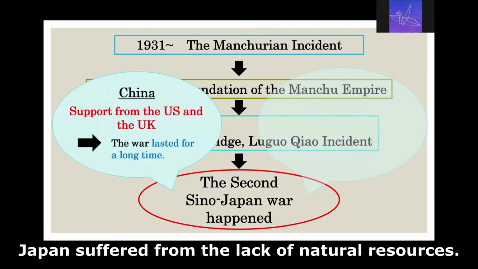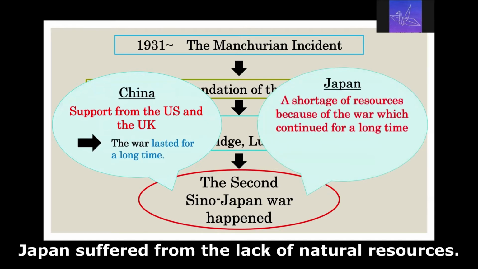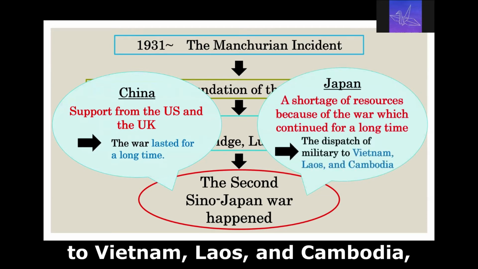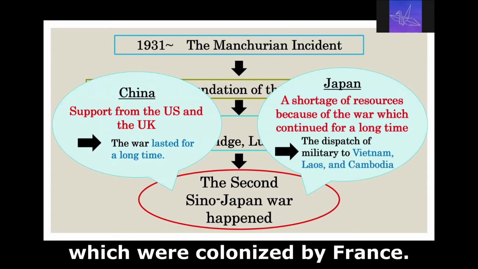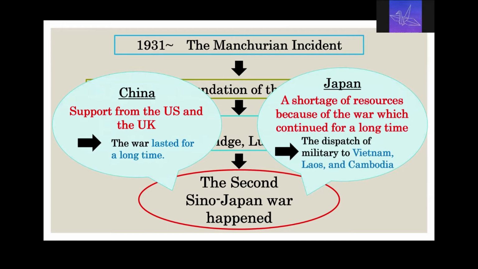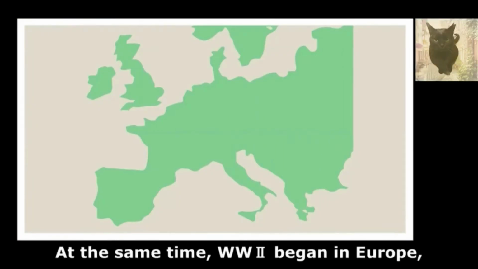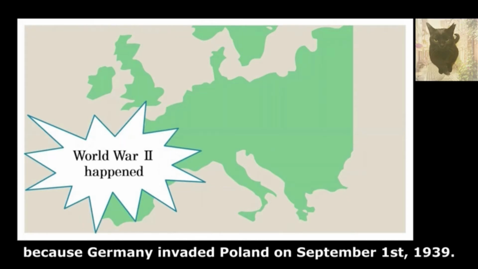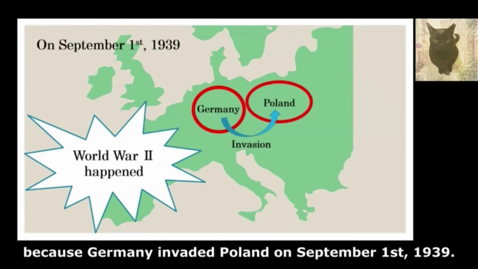Later, Japan suffered from a lack of natural resources. Japan sent armed forces to Vietnam, Laos, and Cambodia, which were colonized by France. At the same time, World War II began in Europe because Germany invaded Poland on September 1, 1939.